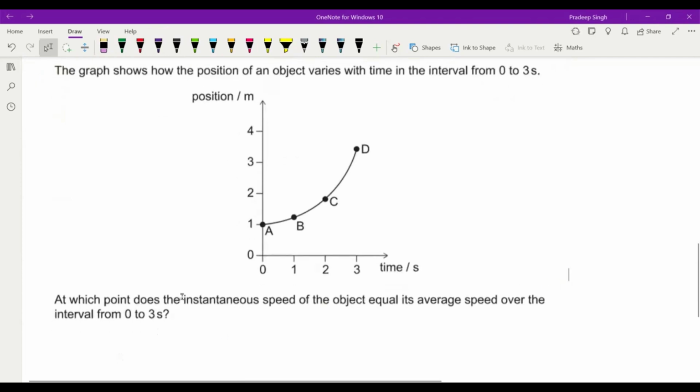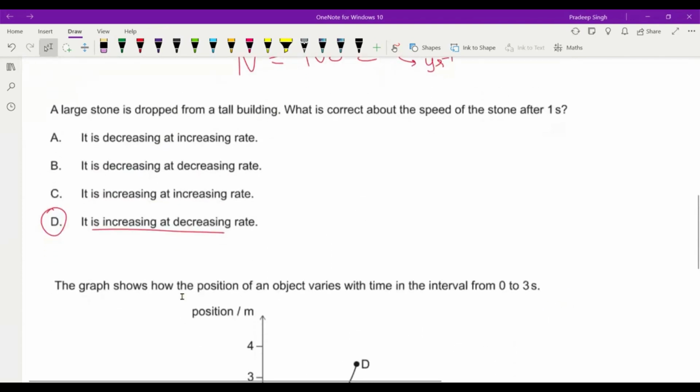Just one question. In the previous one, air resistance was not ignored, right? Of course, yes. Air resistance is not ignored. Imagine, let's say air resistance is ignored. Then what will happen to the speed? It will still be increasing but at a constant rate. Constant rate. Amazing. Perfect.